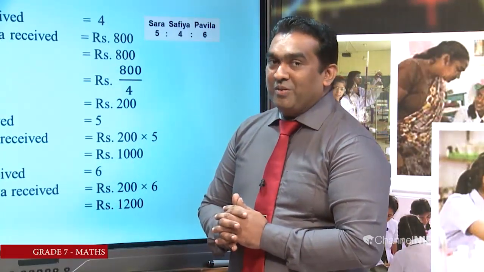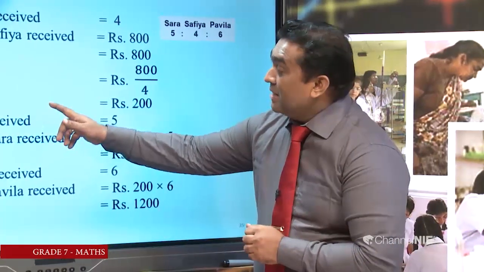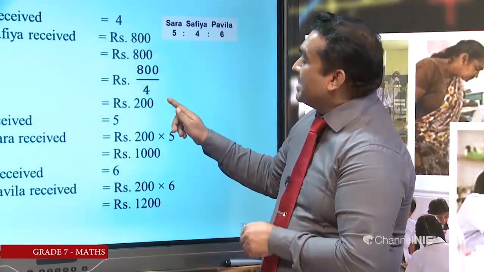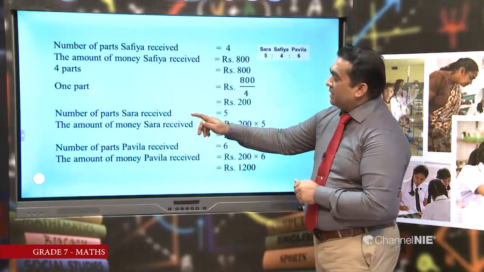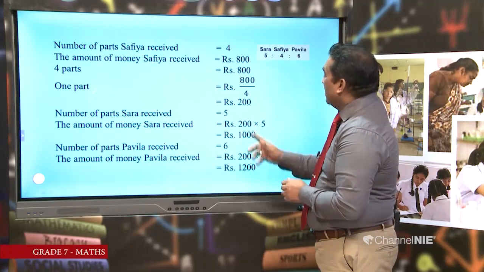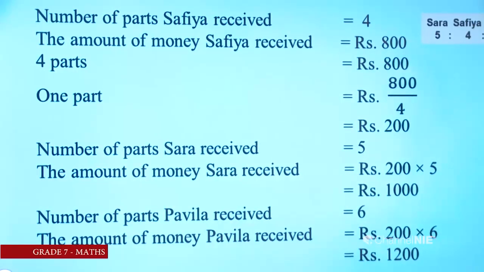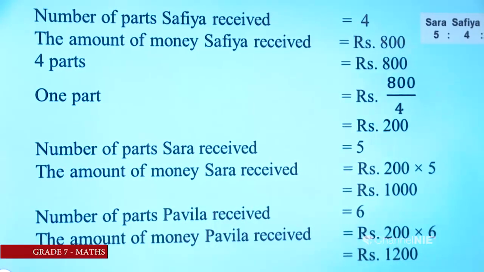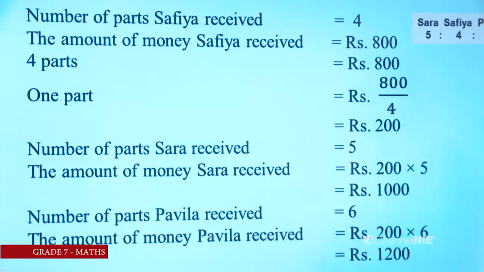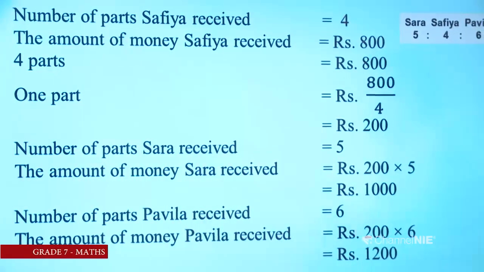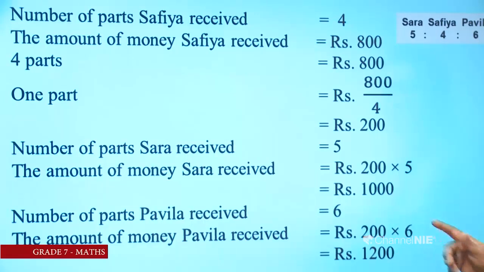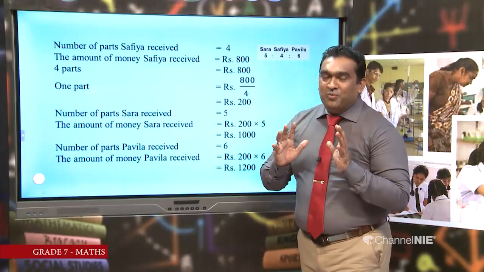Now, pay your attention. The number of parts Sarah received is 5. Therefore, this unit value should be multiplied by 5. As a result, the amount of money Sarah received is 200 multiplied by 5, 1000 rupees, as well as the number of parts Pavila received is 6. Students, you know that the value of a part is 200. Then 200 multiplied by 6 is 1200 rupees. I suppose that you understood well.